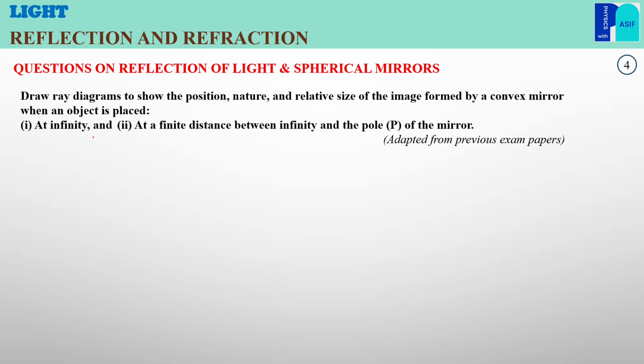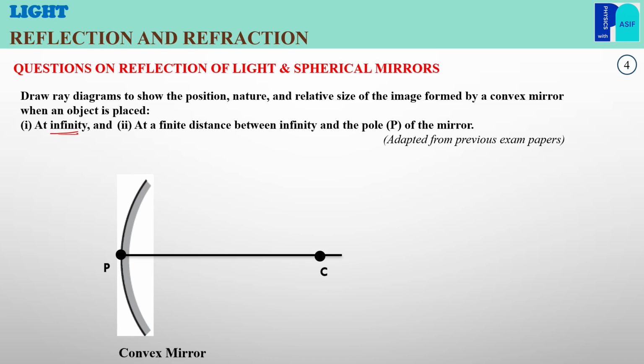The next question. Draw ray diagrams to show the position, nature, and the relative size of the image formed by a convex mirror when an object is placed, number 1, at infinity, and number 2, at a finite distance between infinity and the pole of the mirror. So for that, we first draw the schematic diagram of the convex mirror, and we note down the position of the pole and the center of curvature, and we draw a line which indicates the principal axis of the convex mirror.